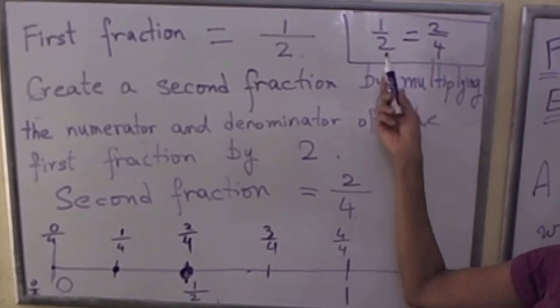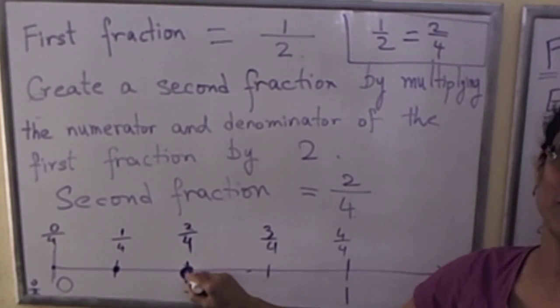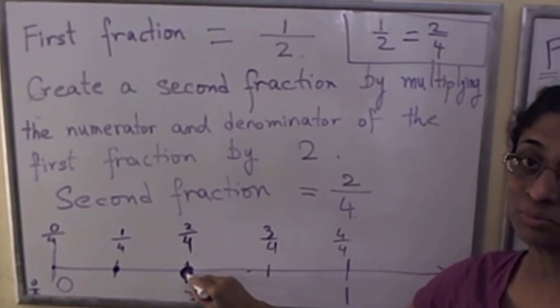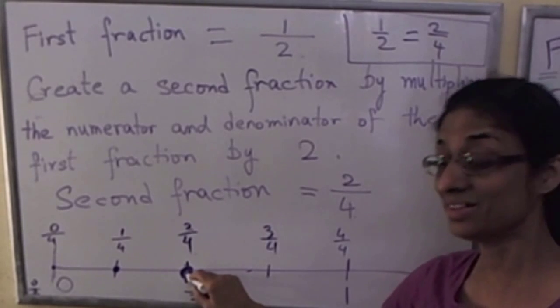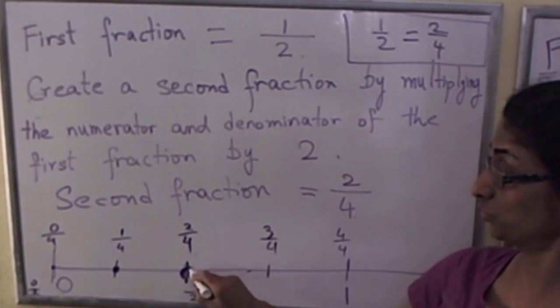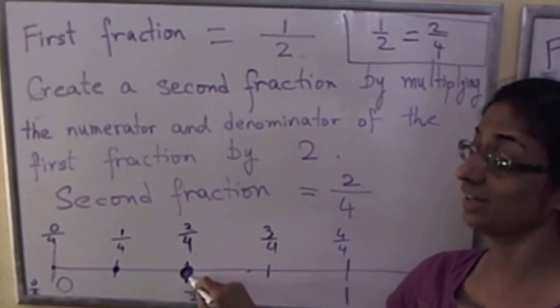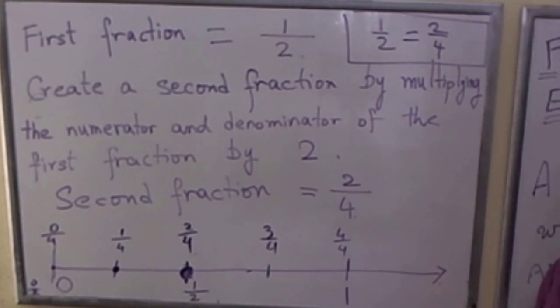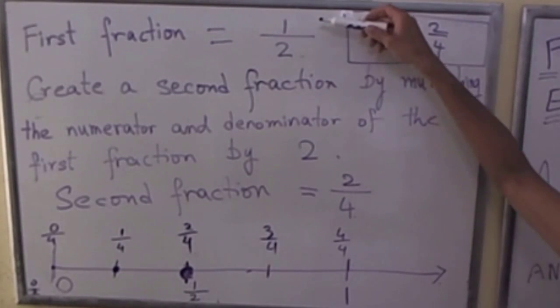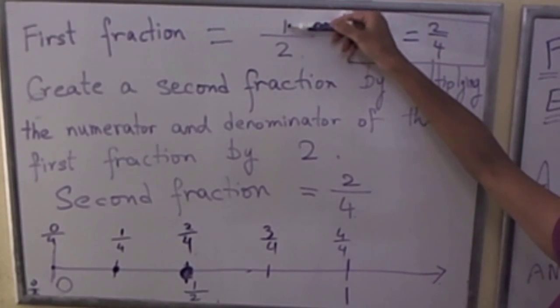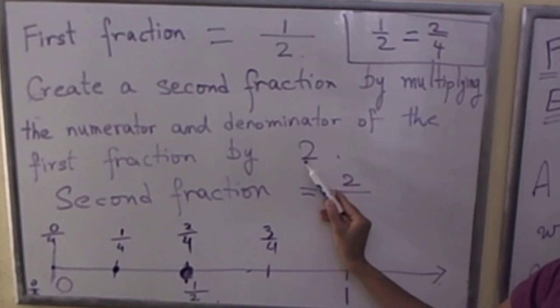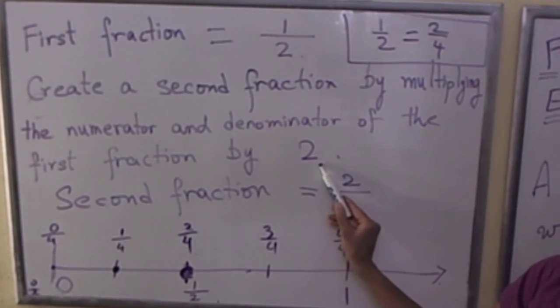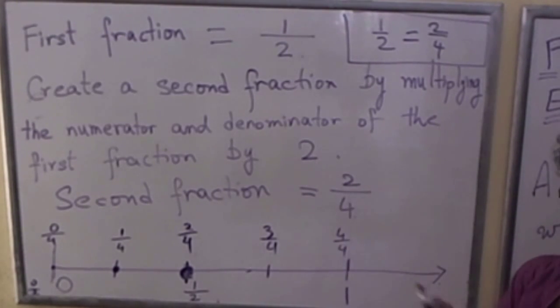Why is that? 1/2 and 2 over 4 are exactly the same point on the number line. And remember we said every point on the number line is a number. So 1/2 and 2 over 4 are the same point and hence the same number. That's why we can put an equality sign in between them. So how did they end up being the same number? What did we do? We took the first fraction, we multiplied the numerator and denominator by the number 2. So can we try a different number and see what happens?